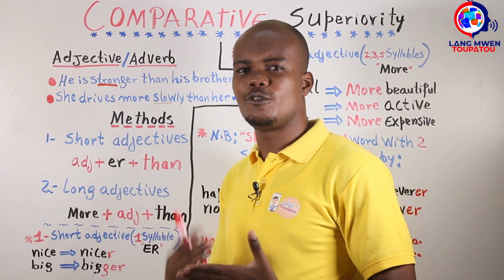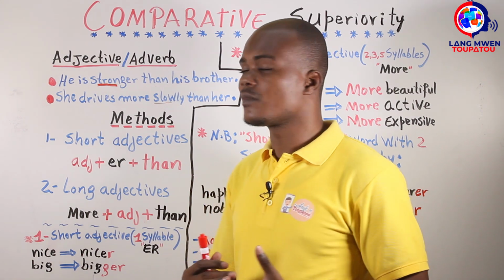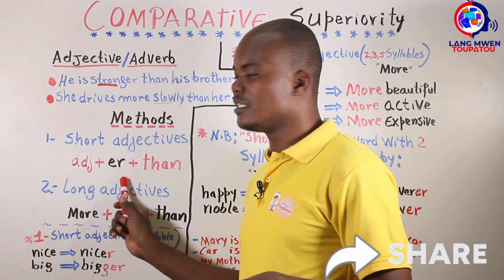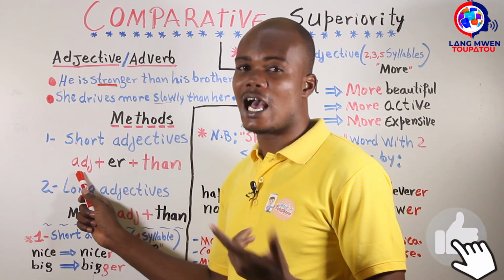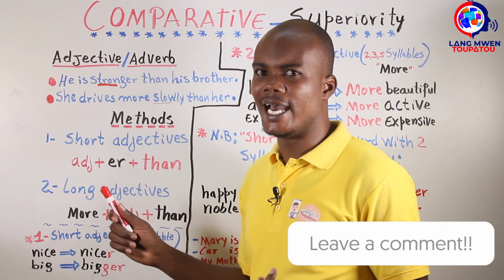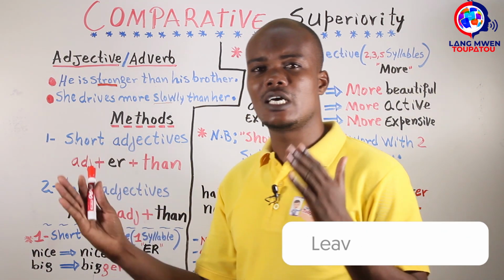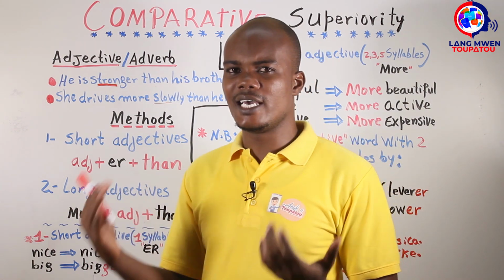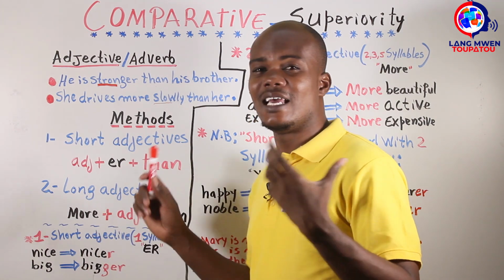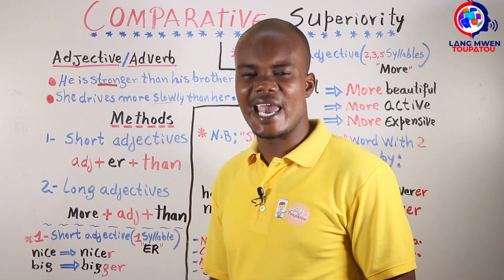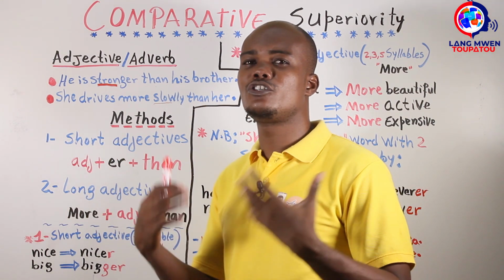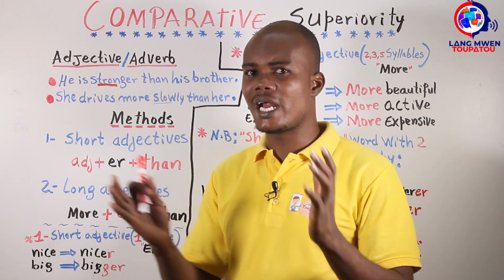Lorsqu'on connaît un adjectif court, on applique cette formule: adjective plus er plus than. Why than? It's because you compare to another person. Than signifie que. Par exemple, on dit plus que. This is what the formula always has: than. Great. These formulas are used when you have a short adjective, when you're comparing.